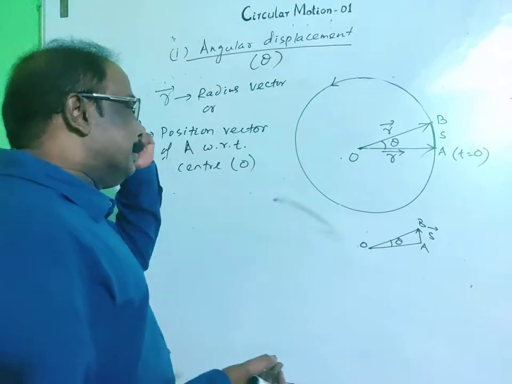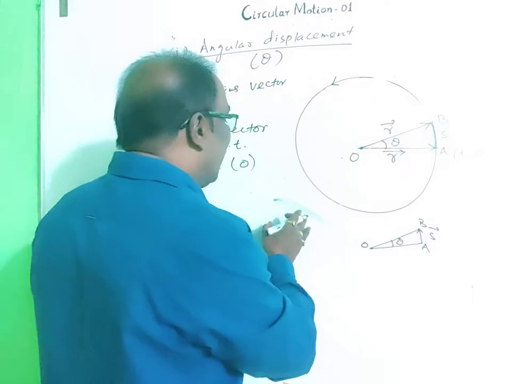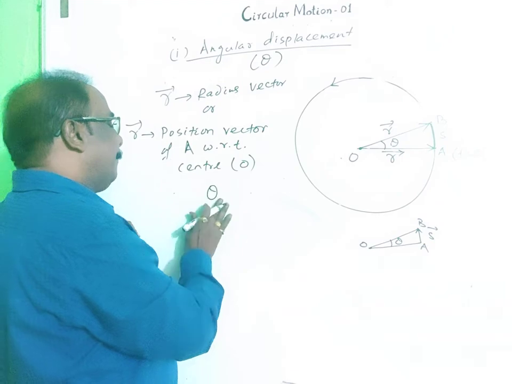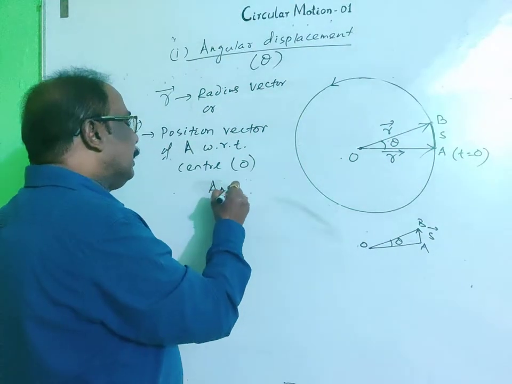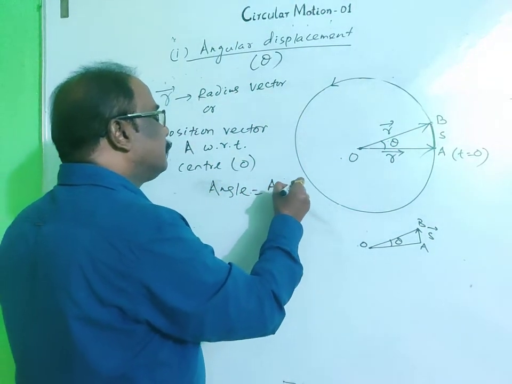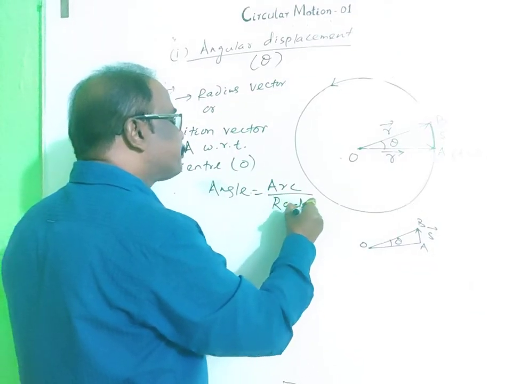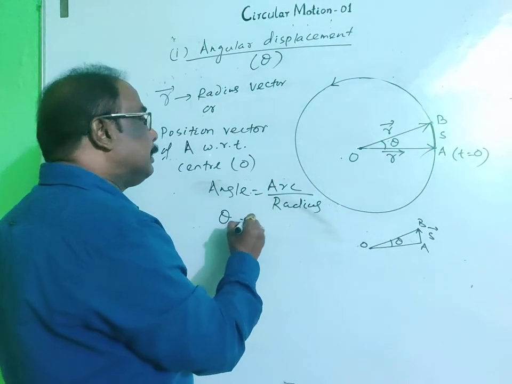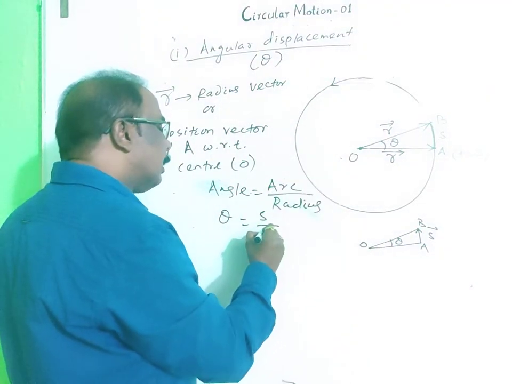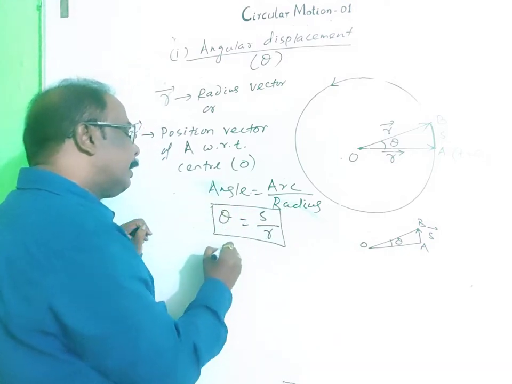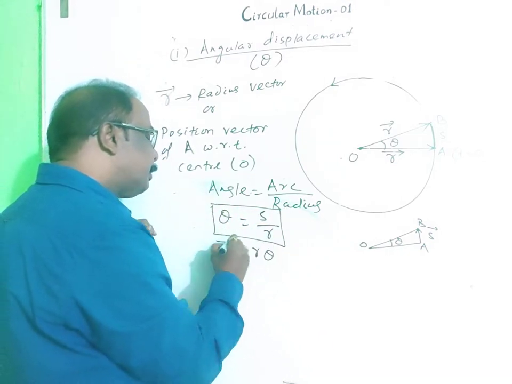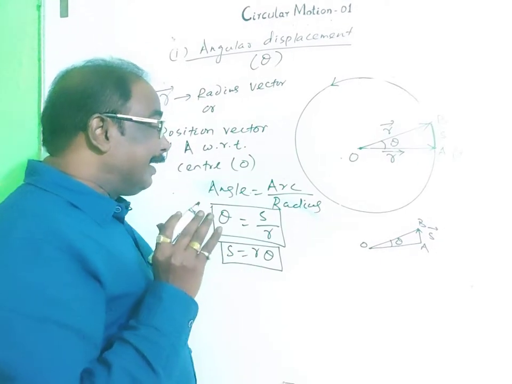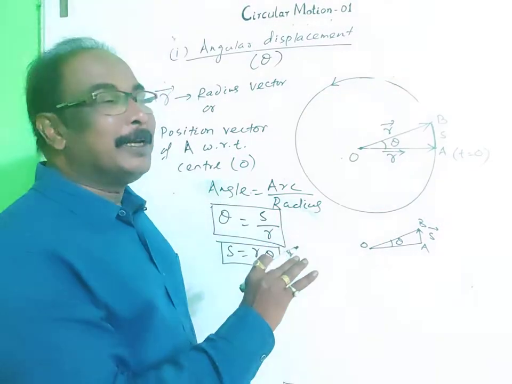So, what is angular displacement? As you know, angle is equal to arc length divided by radius. So here, angle is theta, arc length is s, and radius is r. So theta is equal to s by r, or you may say s is equal to r theta. Now we'll learn how to determine direction of angular displacement.